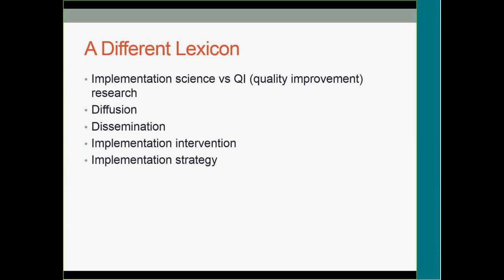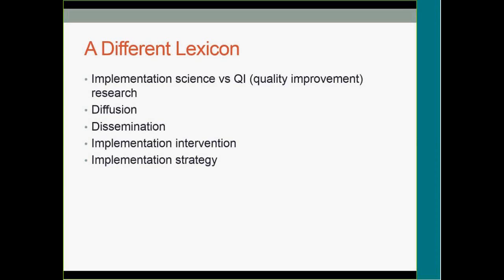Now, what's the difference between diffusion and dissemination? The next term up there. Any ideas? Okay. So dissemination is slightly different. It's actually targeted delivery of information to those who need it the most, right? So dissemination is more of an active process.